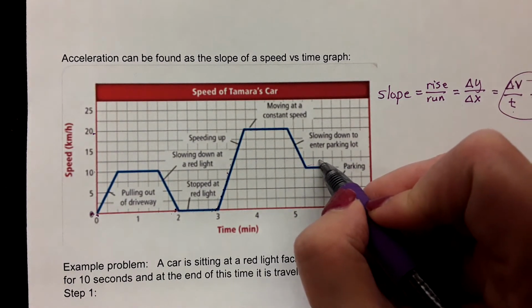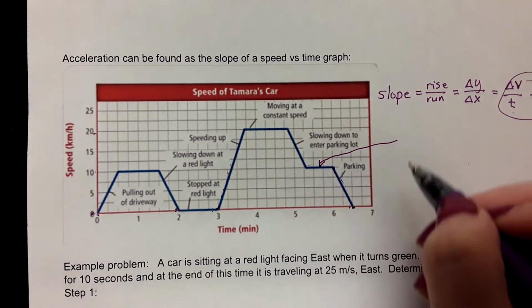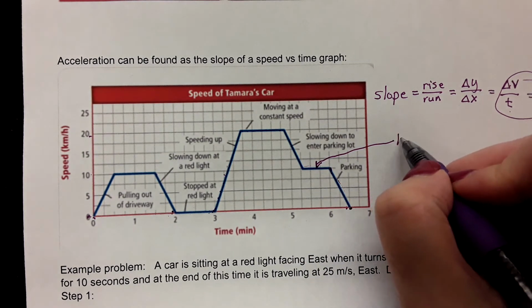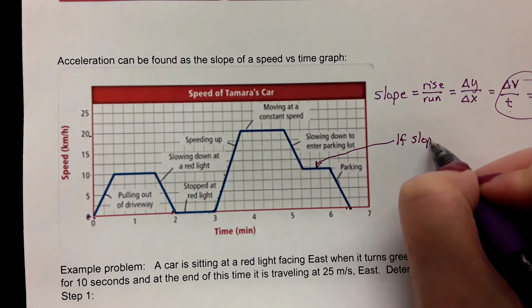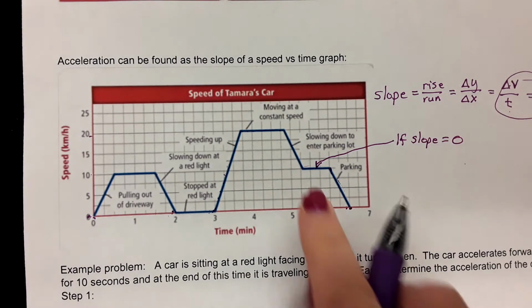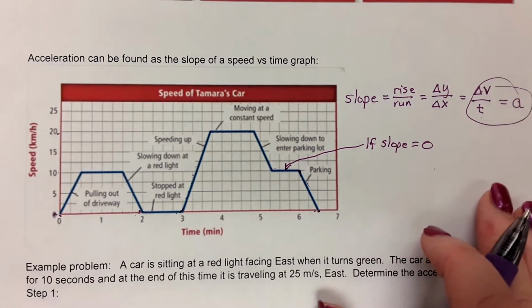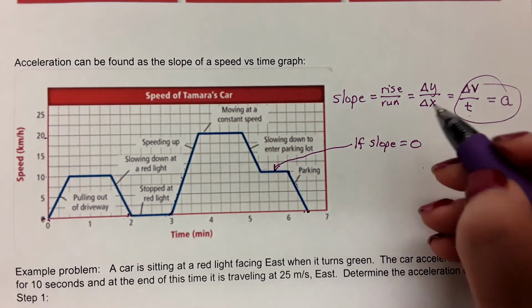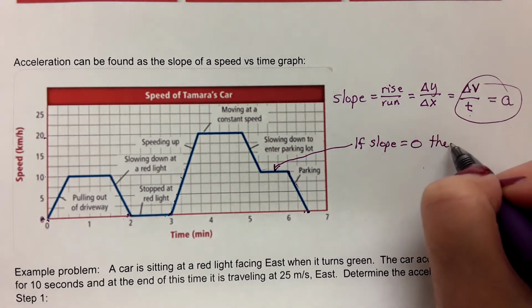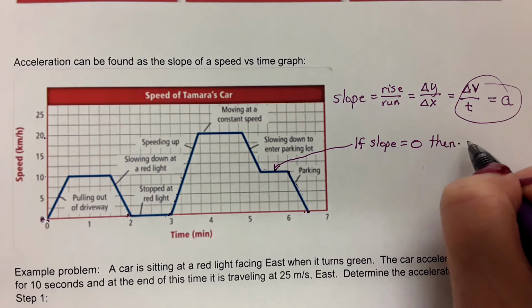So, let's actually look at this and make sure we understand. All right, so point an arrow at this flat part. We're going to say if the slope equals 0, which is what a flat line is, it has 0 slope, there's no steepness to it, then the acceleration is 0.